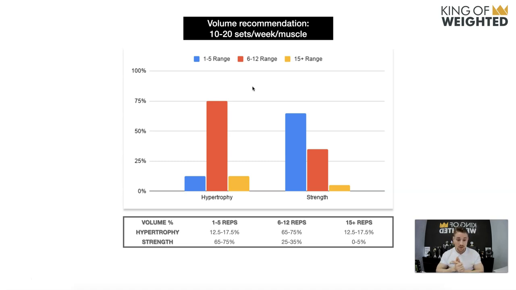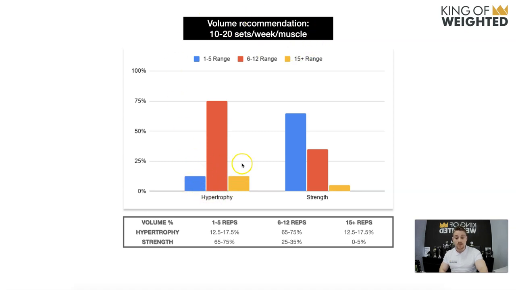And how that can look in your program is something I designed for you here. We assume a volume recommendation, which is a good start value. It's always individual, but if you have no clue where to start, 10 to 20 sets per week per muscle group is a good start value as a volume recommendation. And this you can then split up.